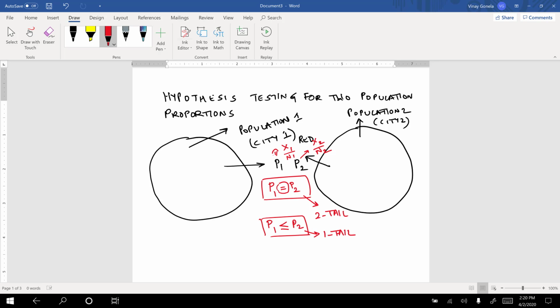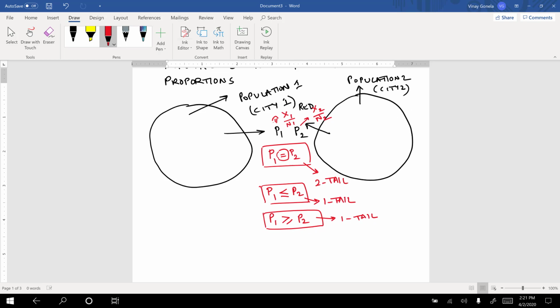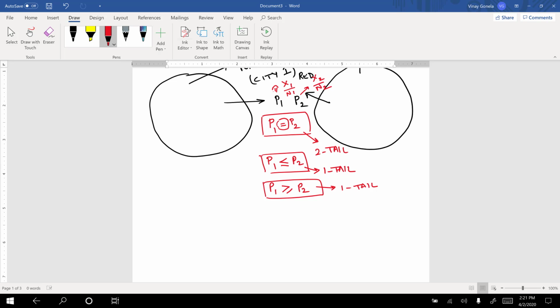So the third situation that can happen is P1 greater than or equal to P2, which is again the proportion of people liking color red in city 1 is greater than the proportion of people liking color red in city 2. So this is again a one-tail problem because we are looking at one side of a normal distribution curve. So in hypothesis testing, as I have discussed previously, the first step is to define your hypothesis, and these three events can happen.